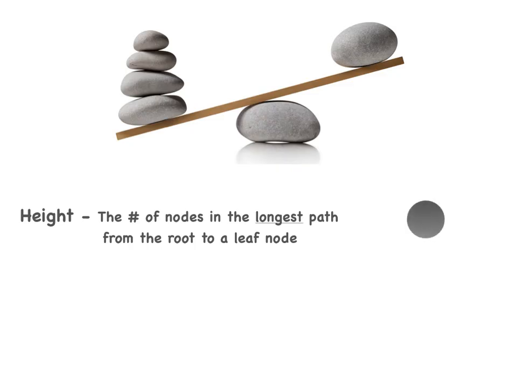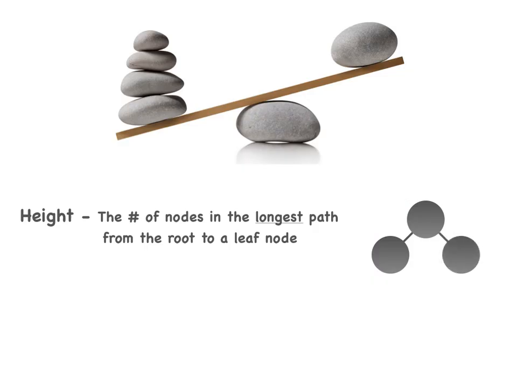For example, suppose this is my binary search tree. It contains just one node. Well, in this case, the root is a leaf. So the path from the root to the leaf simply contains one node. So the height for this tree would simply be 1. Now suppose this were my tree. In this case, there's only one path to look at, and that path consists of 2 nodes. So the height of this tree would be 2.